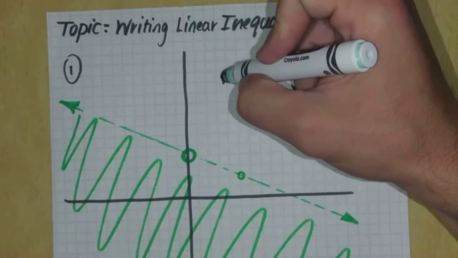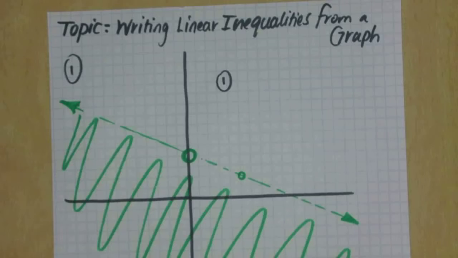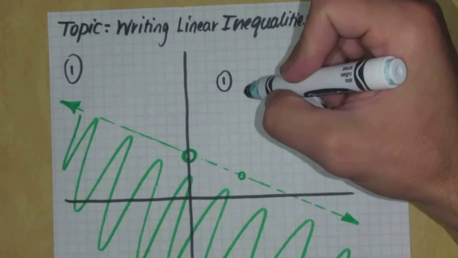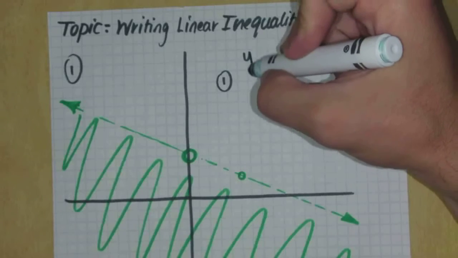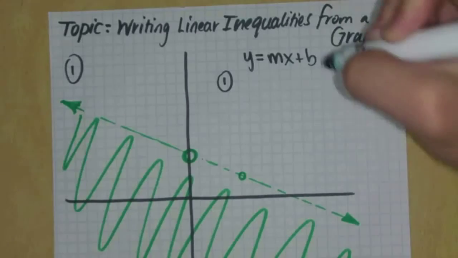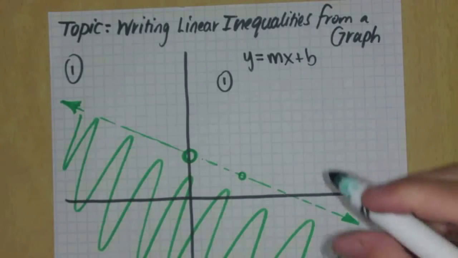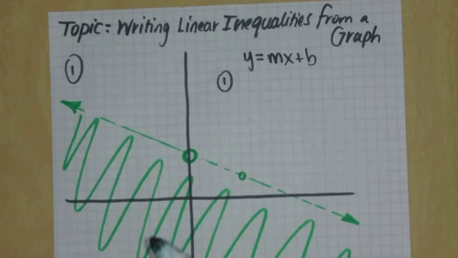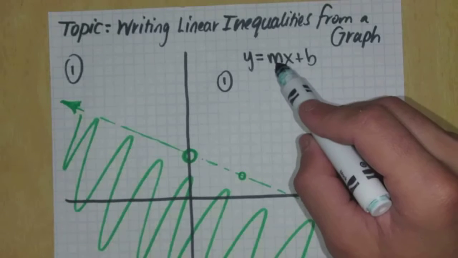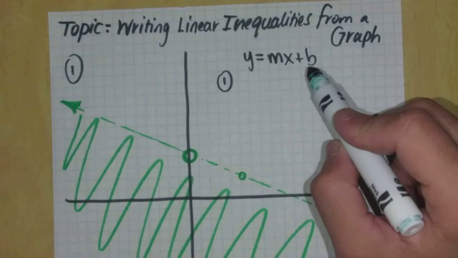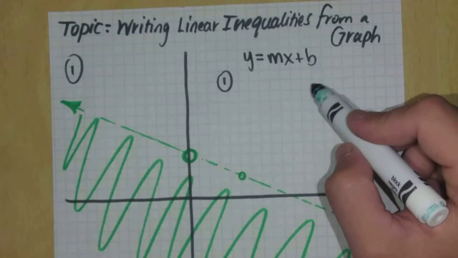If you are trying to write the linear inequality from the graph, it's kind of like playing a game. You need to fill in a lot of pieces. Here's our slope-intercept form, y equals mx plus b. But we're going to change some things. First of all, this equal sign is no longer going to be an equal sign because I have a shaded region. I've got to fill in the slope, so that will no longer be an m, and I've got to find out what the y-intercept is, so that will no longer be a b.